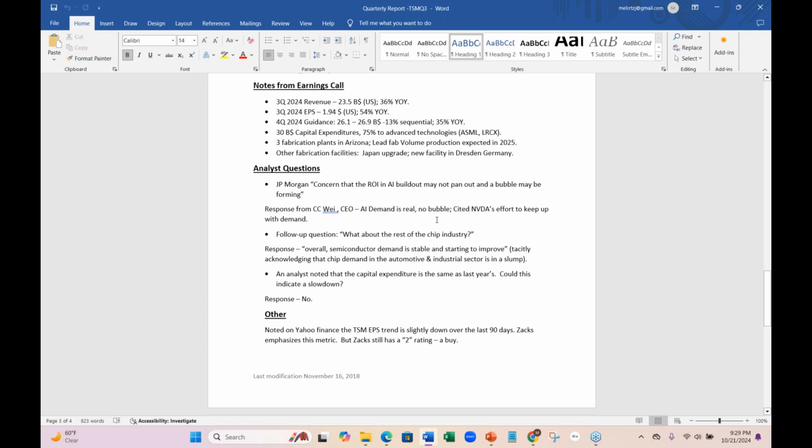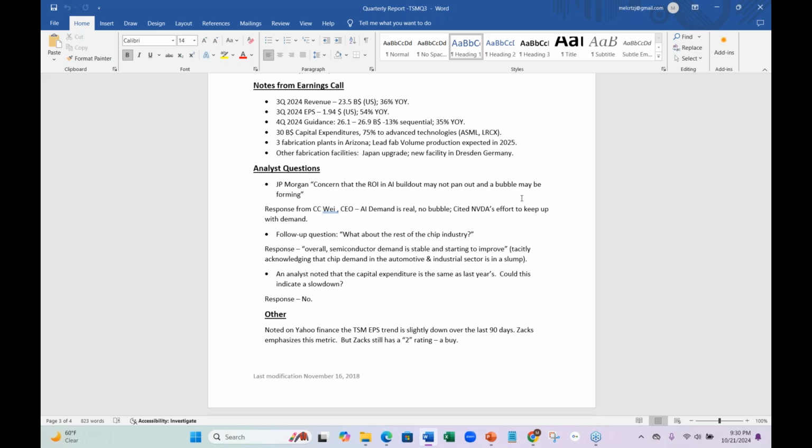Quickly, when the analysts started talking, there was this concern that the return on investment may not pan out, that a bubble may be forming. You hear a lot of analysts scratching their heads saying maybe things are building out too fast. Maybe we're in a bubble, and the investment is not going to show itself. But according to the CEO, CC Wei, demand is real, there's no bubble, and he cites NVIDIA's effort. I forget the exact quote from Huang about how he can't keep up with demand.